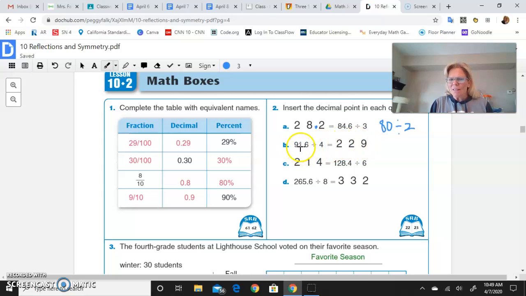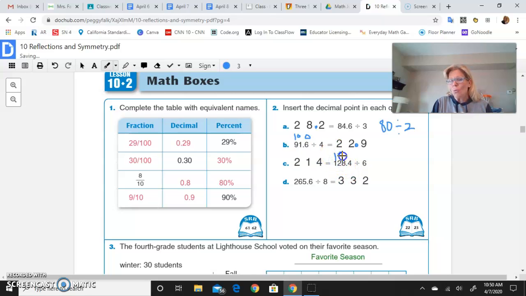So if I estimated this, I'm going to round this to 100, because 91 is pretty close to 100, right? So if I do 100 divided by 4, that would be 25 quarters. So 22.9 would be closest to 25. Okay, here I would do probably 100.